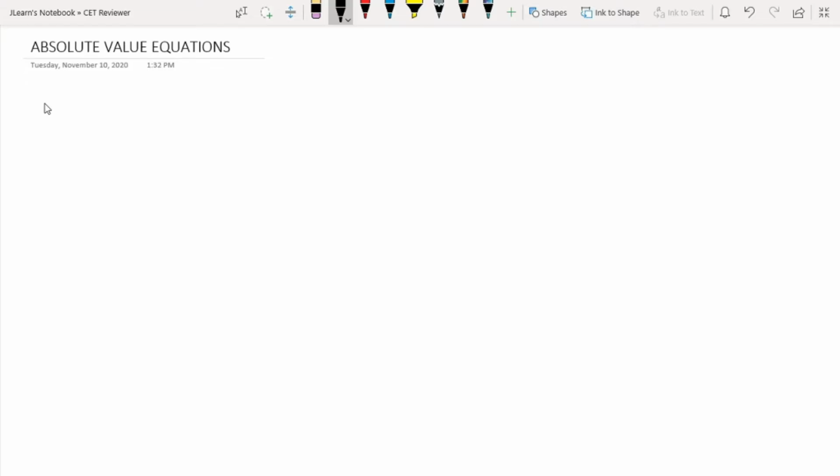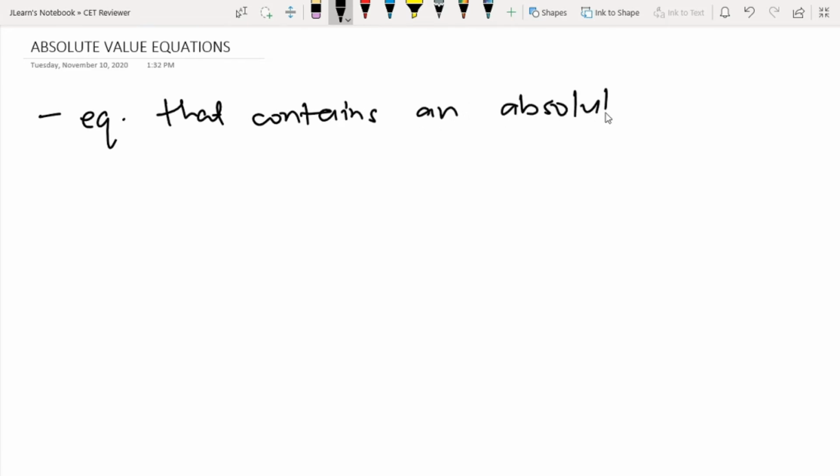So ano nga bang absolute value equation? So basically, ito ay kahit anong equation that contains an absolute value. Okay? Ganun lang kasimple. Kahit anong equation na may absolute value. So to solve absolute value equations, kailangan natin tignan yung properties niya, no?